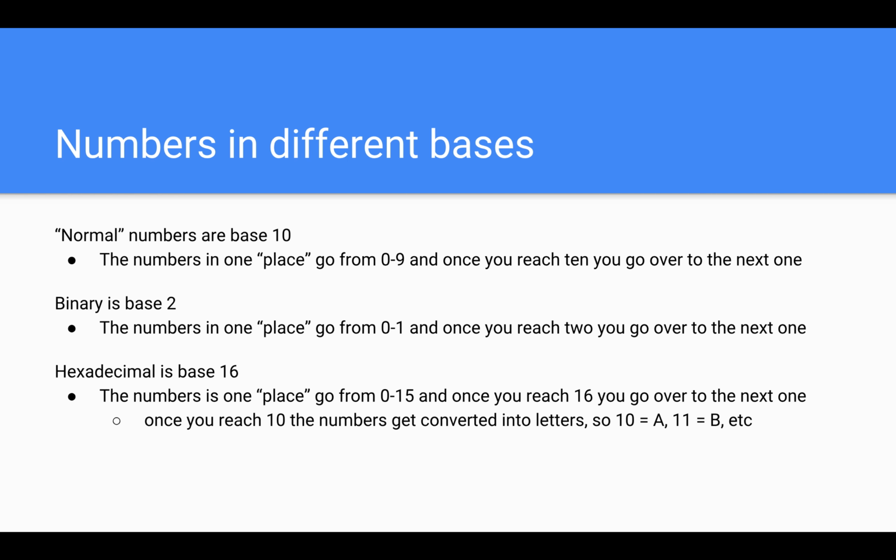Hexadecimal is base 16. The numbers in one place go from 0 to 15, and once you reach 16, you move over to the next one. Once you reach 10, the numbers get converted into letters. So 10 becomes A, and 11 becomes B, etc., all the way to 15 becoming F. This is because in a hexadecimal number, it's only one digit per place, and so once you reach 10, you have to have some way to represent it with only a single digit.